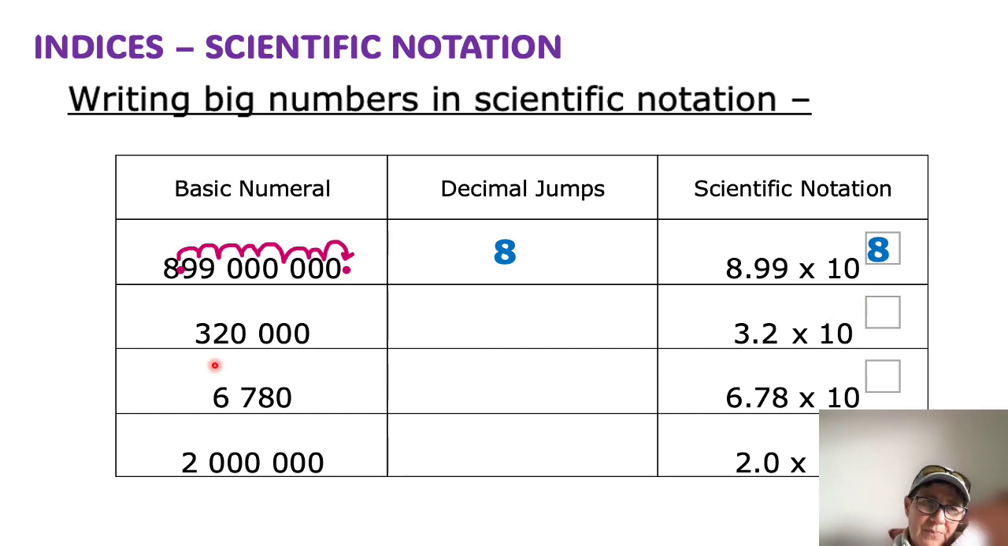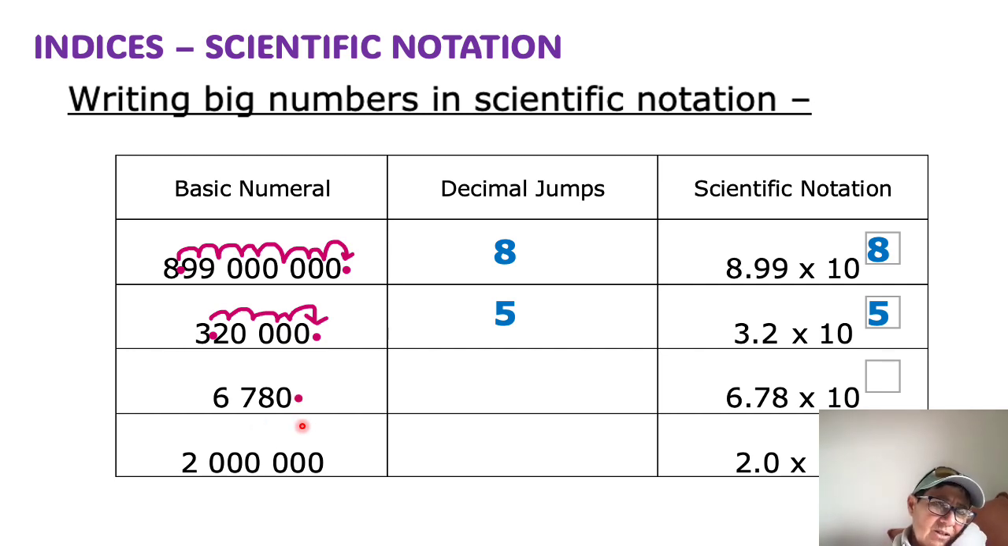Let's try this number, 320,000. I'm going to put the decimal place where it is at the end. Then I'm going to put it where I want it, right in here, and see how many times I've had to jump that decimal place. 1, 2, 3, 4, 5. 5 jumps. So I've got 3.2 times 10 to the 5. So even for not such big numbers, we can write them in standard or scientific notation.